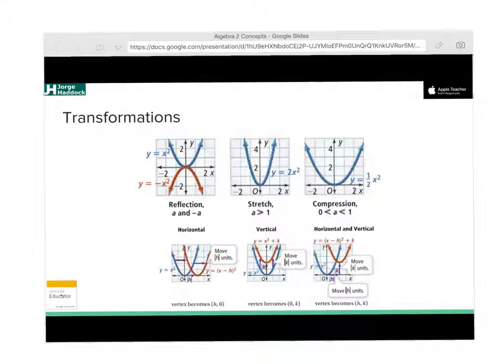So in this video, we're going to continue graphing quadratic functions, but in this case, instead of using the table, we're going to use transformations. There's a couple of different transformations. The first one is the reflection.